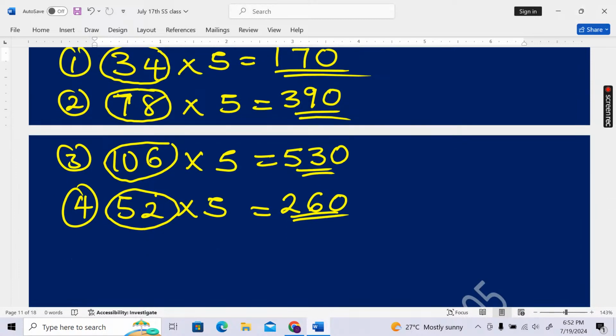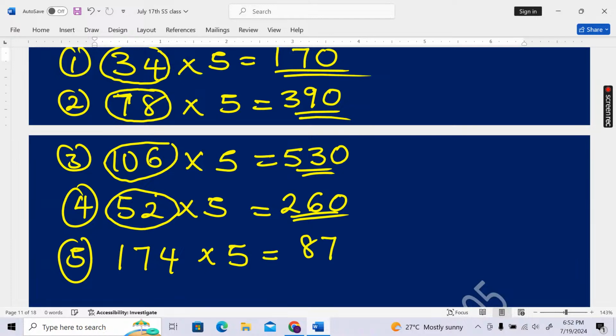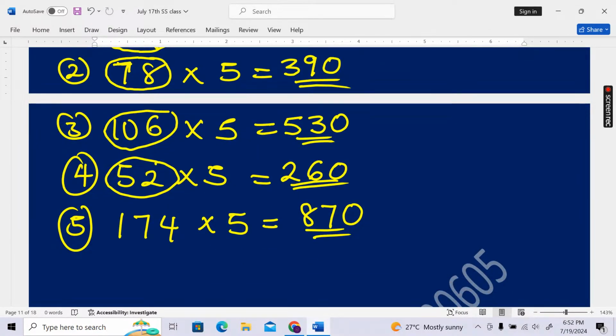Now, let's have more examples on multiplying even numbers by 5. The next one, let's move on to large numbers. 174 times 5. Divide 174 by 2. 174 divided by 2 is 87. Then write 0 beside it. So 174 times 5 is equal to 870. Now let's move on to the next one.